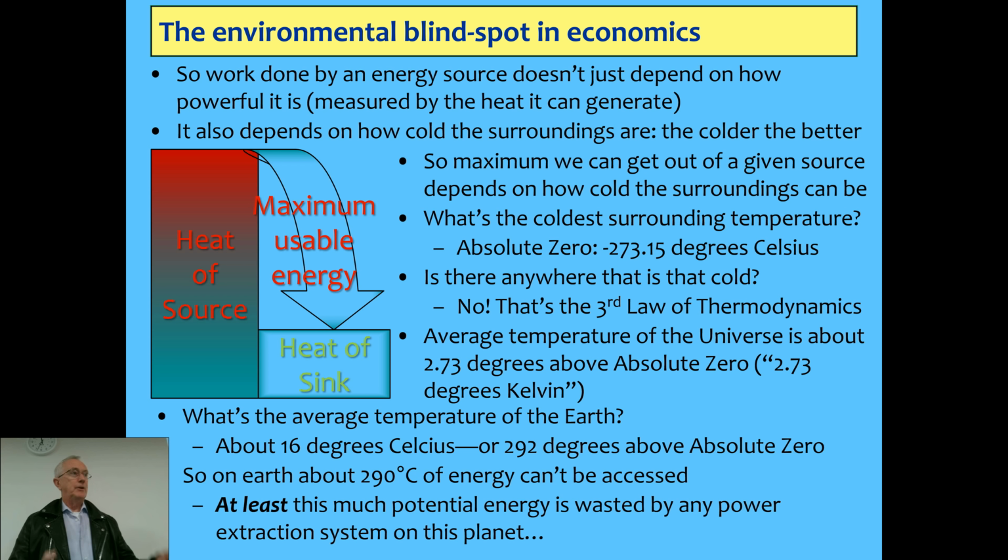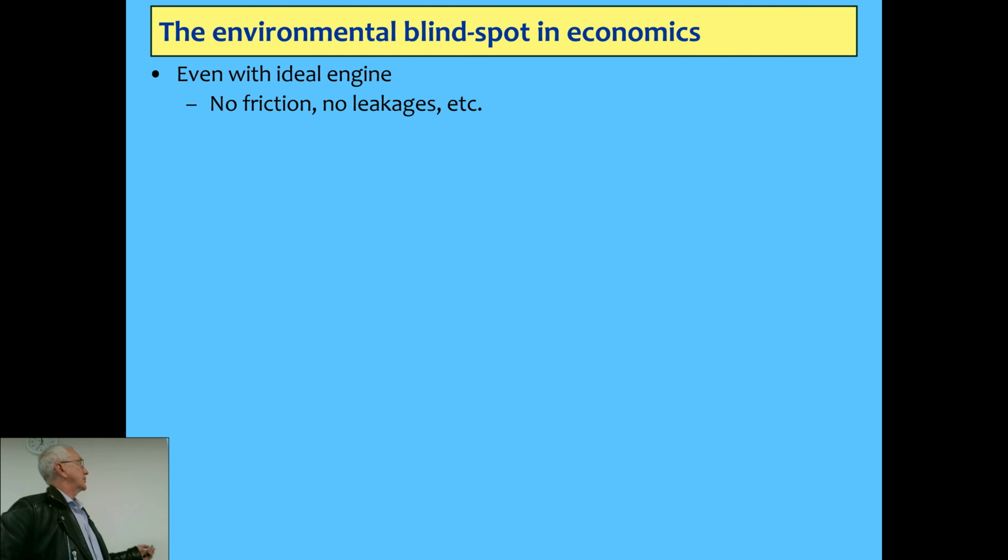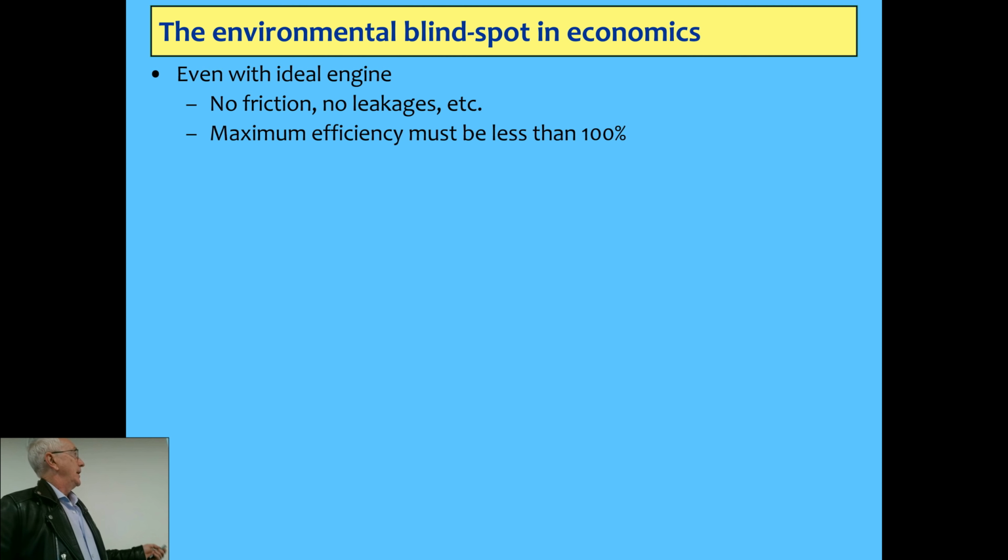So any production source of energy, any mining system, any manufacturing system is wasting that much potential energy, and of course it dumps that into the environment. So if you have an ideal engine which has no friction, no leakages, its maximum efficiency must be less than 100%. Now you compare that to the vision of perfect competition.